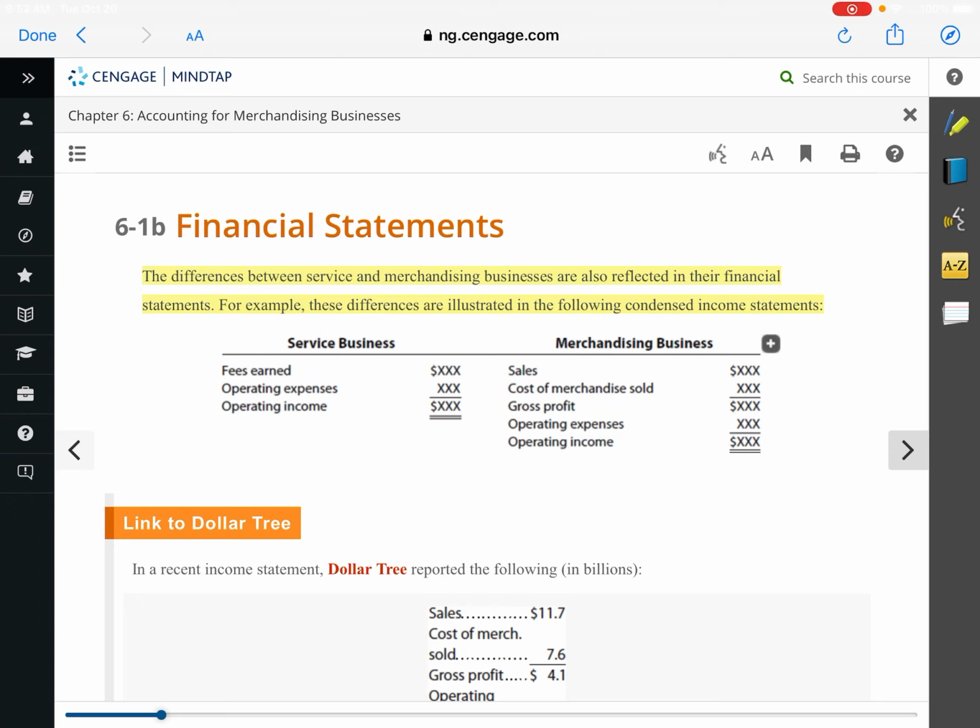So whenever we make a sale, we are going to record an asset and record a revenue. That asset is either going to be cash or accounts receivable, and our revenue is going to be sales. That's every time we make a sale for a merchandising business.